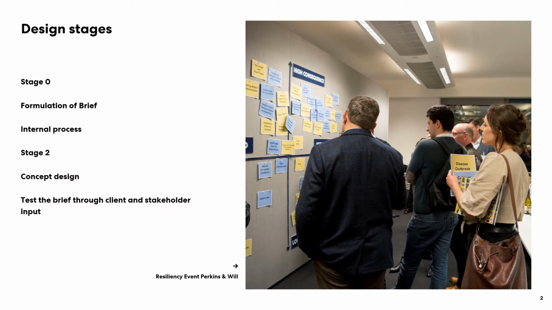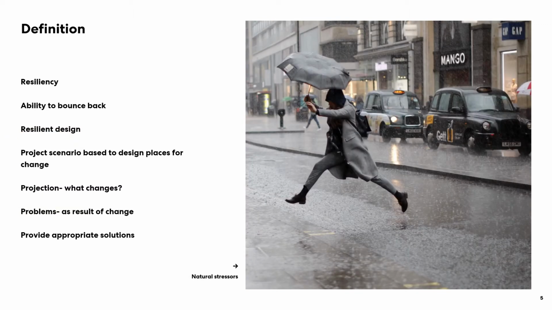As with most processes, it's important to consider these early on within the design so that they can be implemented at later design stages. At stage 0, or the formulation of a brief, this is an internal process and what the design team actually feels are the main risks within the design. The design analysis is then probed further in stage 2, the concept design, to test the brief through client and stakeholder input to make sure that the correct risks have been identified.